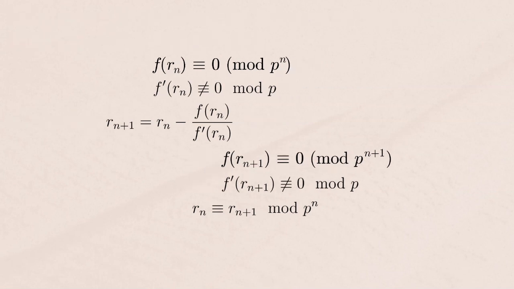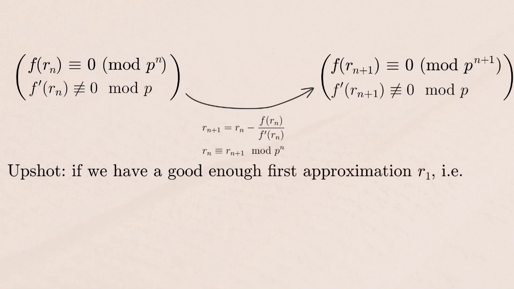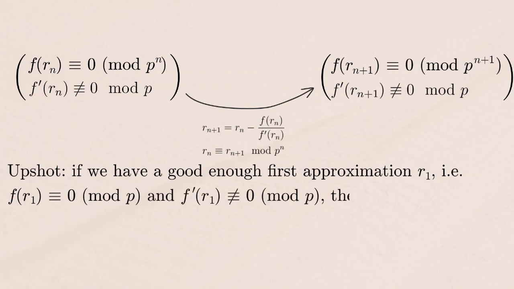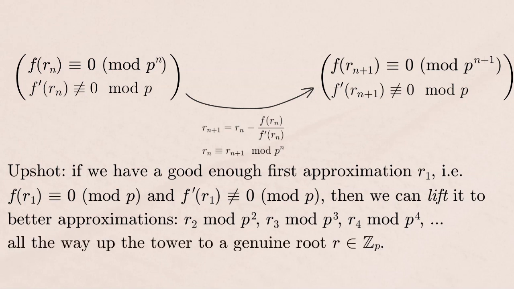Here's how you should think of this. This iterative formula takes us from a good approximation to a better approximation. So if we start with a good enough approximation R1, so f of R1 is 0 mod p, and f prime of R1 is non-zero mod p, then we can lift it to a better approximation, R2 mod p squared. And we can then lift that to R3 mod p cubed, and R4 mod p to the 4, and so on forever. We can keep lifting an approximate root to a slightly better root. The p-adic number we get in this way will then be a genuine root of f.